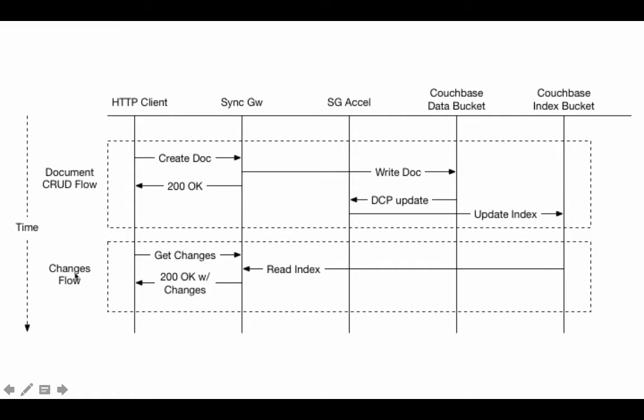So now how does that affect the replication? You need to look at the changes flow. So a client asks to find out what changes are available. SyncGateway is now reading the index from that index bucket and then can respond directly with the changes. So as we see, that's removing a bunch of the processing from SyncGateway and allowing you to spread it across the SyncGateway Accelerator nodes.